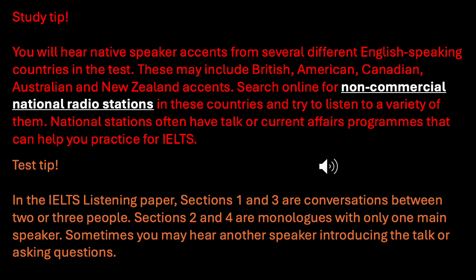Test tip. In the IELTS listening paper, sections 1 and 3 are conversations between 2 or 3 people. Sections 2 and 4 are monologues with only one main speaker. Sometimes you may hear another speaker introducing the talk or asking questions.